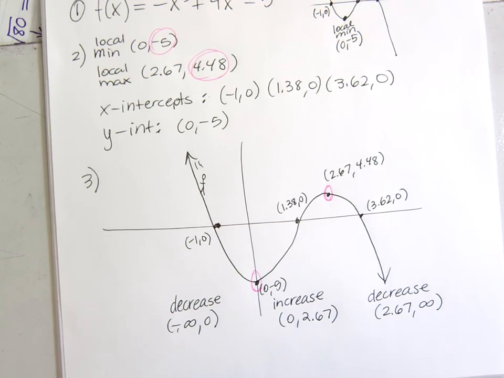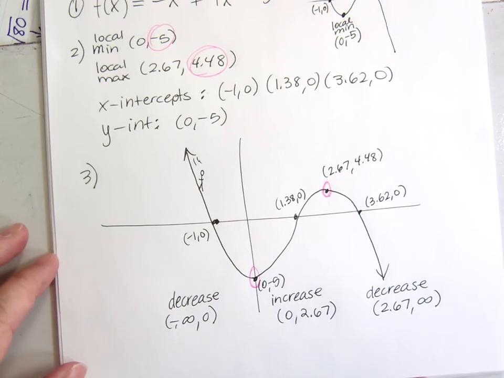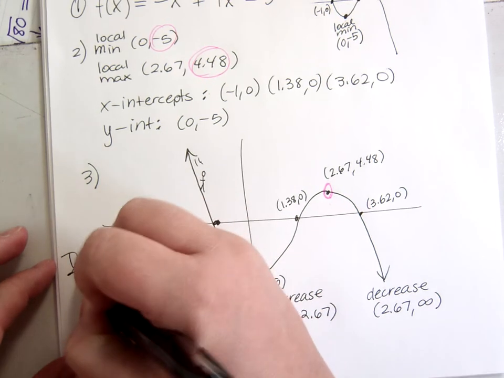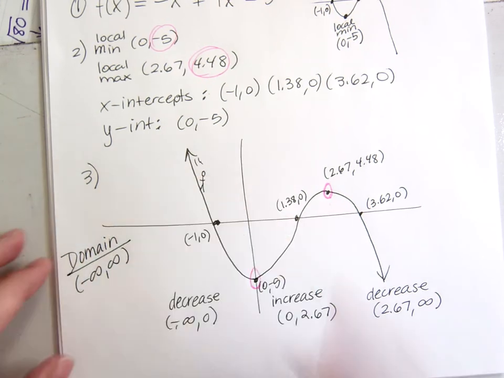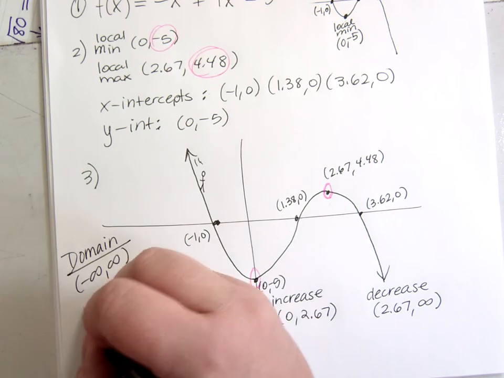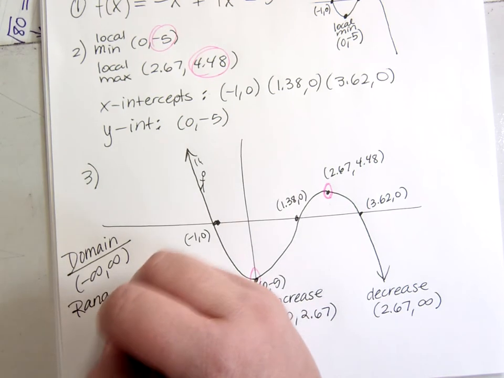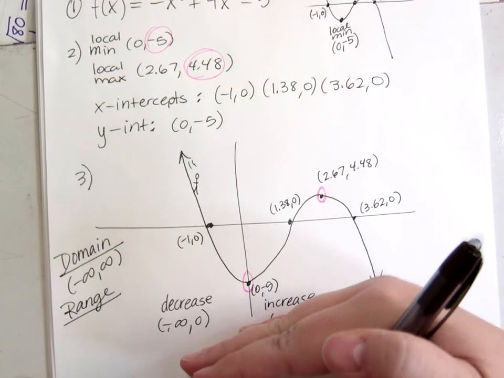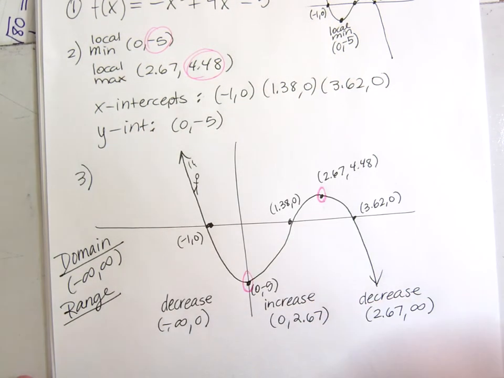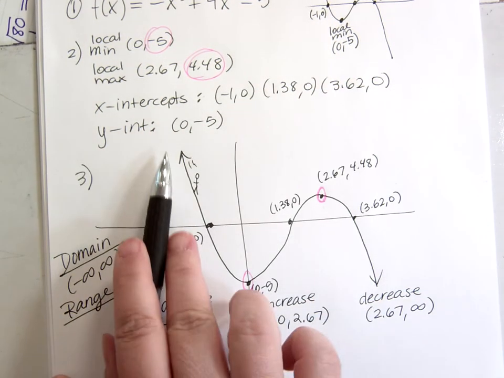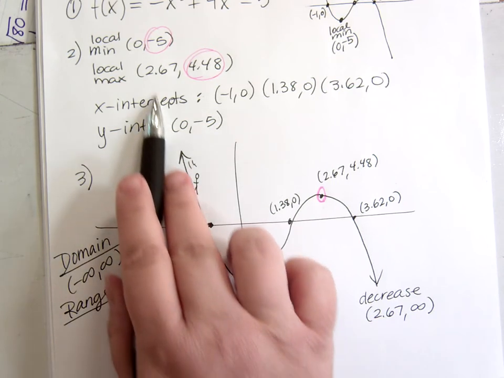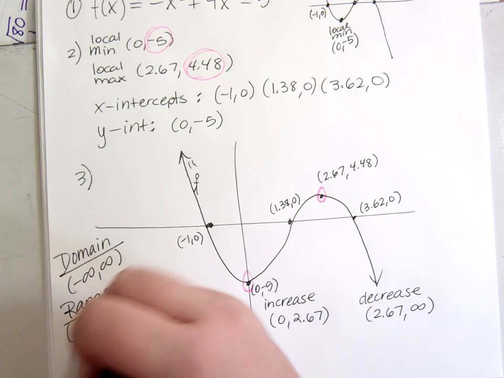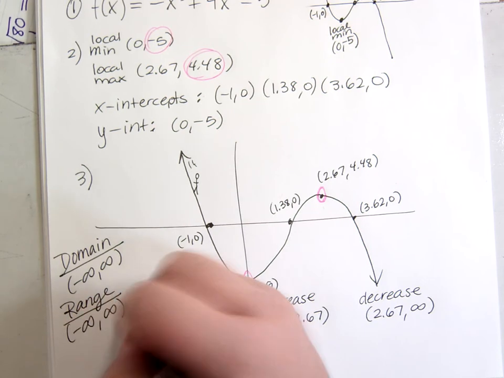Describing my domain and range. My domain for any polynomial function is all real numbers. So that's going to be negative infinity to positive infinity. My range is only limited if I have a ceiling or a floor, a maximum value or a minimum value that is the absolute maximum or the absolute minimum for the whole graph. I don't here. This keeps going up and up and up to the left forever and down to the right forever. So if there's no limit on the range, again, all real numbers.